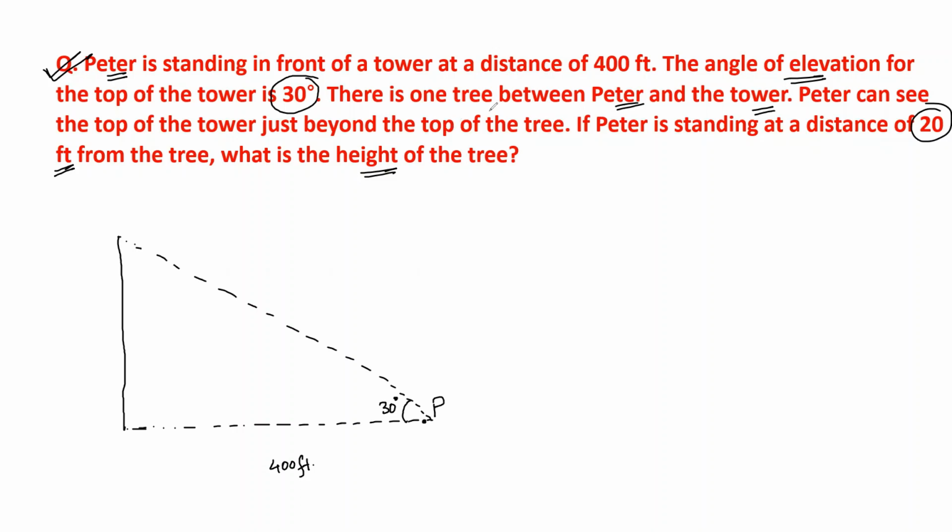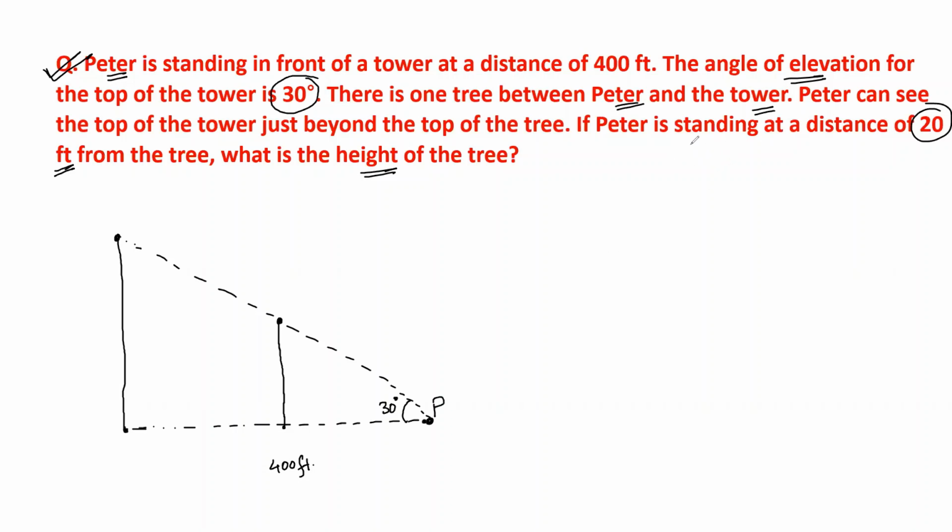Also, it has been given that there is one tree between Peter and this tower, and Peter can see the top of the tower just beyond the top of the tree. So that means the top of the tree has to be on this line of sight. Then only Peter would be able to see the top of the tower just beyond the top of the tree. So if this point represents the top of the tree, then this line would be representing the height of the tree, which we need to find.